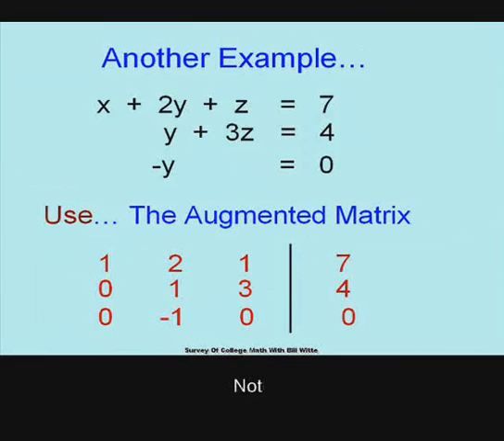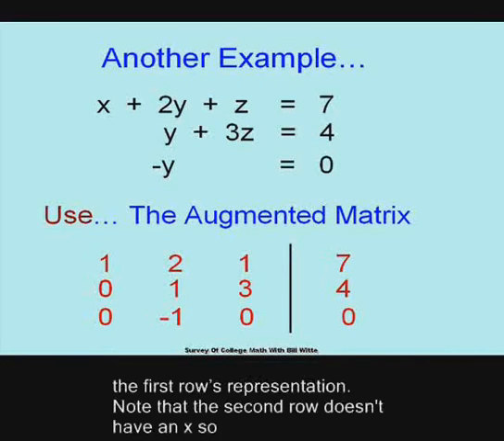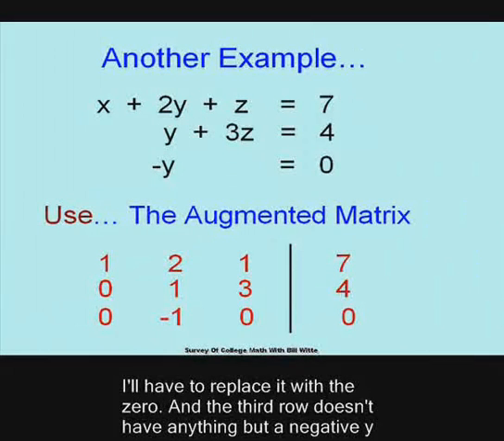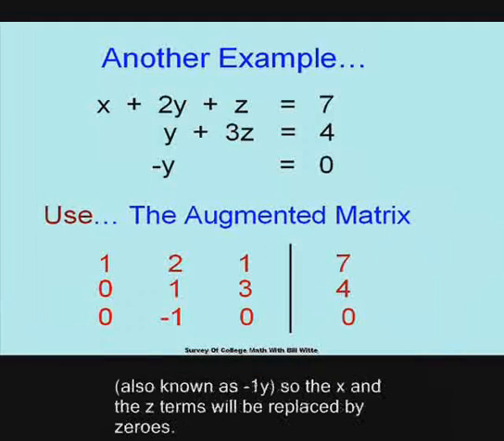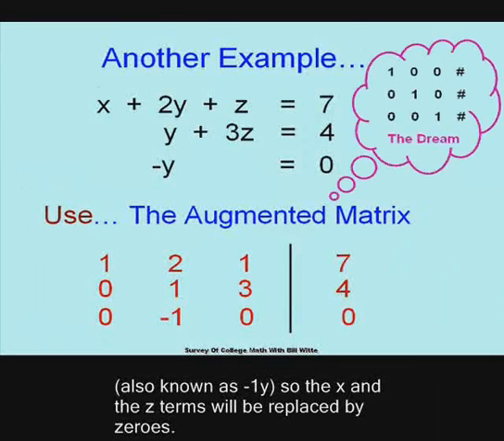Note the first row is going to be represented by 1, 2, 1, 7, because 1x plus 2y plus 1z equals 7. The second row doesn't have an x, so I'll have to replace it with a 0. 0x plus 1y plus 3z equals 4, so we get 0, 1, 3, 4. And the third row doesn't have anything but a -y, known as -1y, so I'm going to have 0, -1, 0, and 0 for the constant.